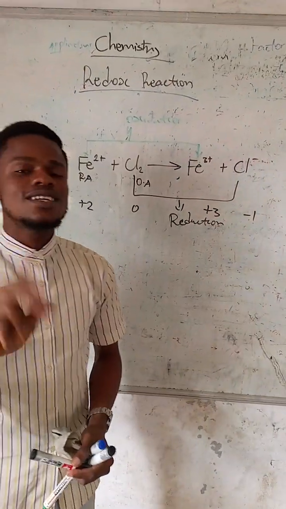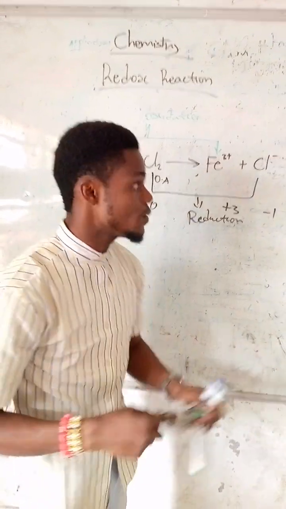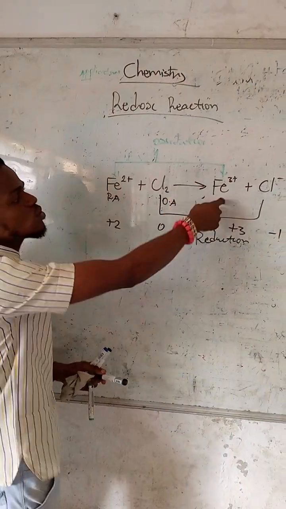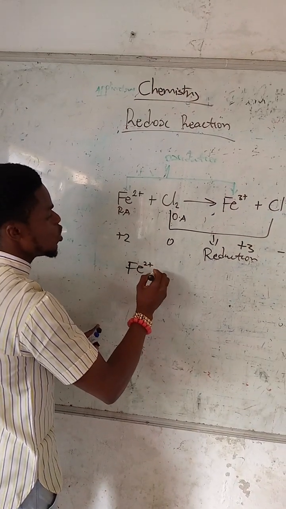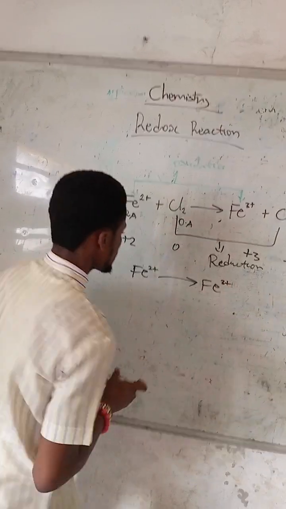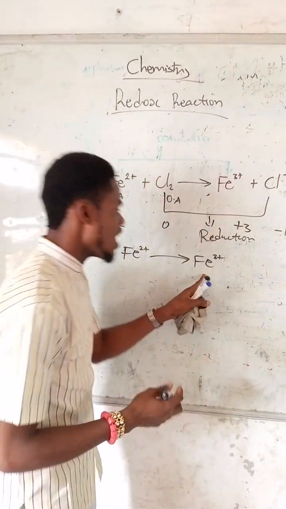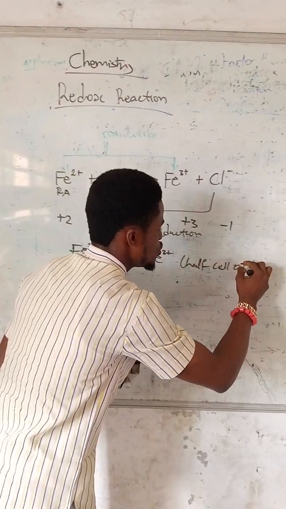Rule number 2, separate the species into half cell oxidation and half cell reduction. Having known that from here to here is oxidation, in the half cell oxidation we have iron 2 ion oxidizes to iron 3 ion. This is what we call half cell oxidation.